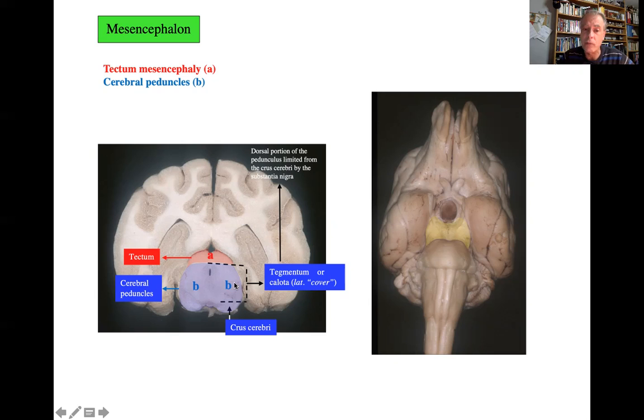This is a paired structure. We have one on each side. And eventually, the cerebral peduncles form the crus cerebri. Here, in this image, is a ventral image of a dog's brain, and I have marked in yellow the part of the mesencephalon. This part is the crus cerebri because it's the ventral portion of the cerebral peduncles, right?